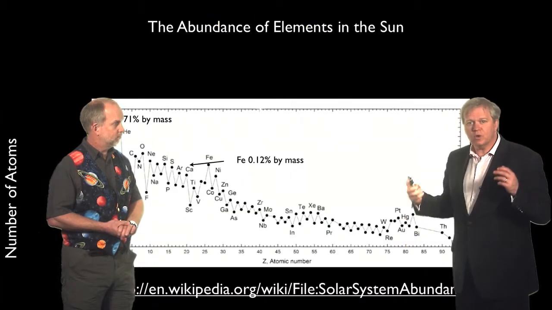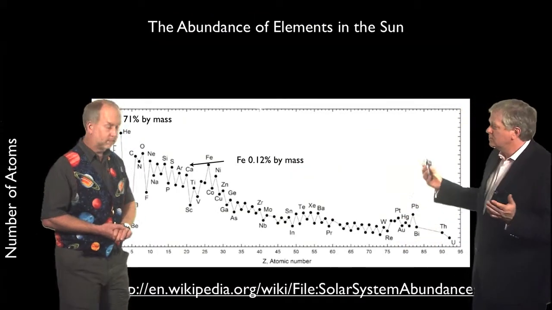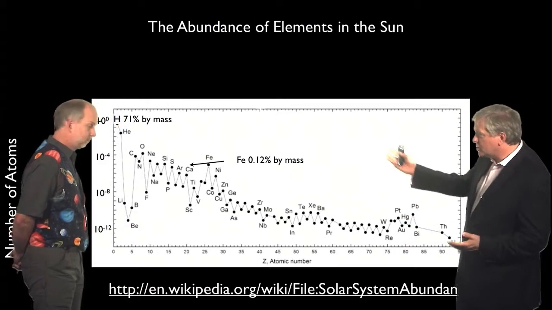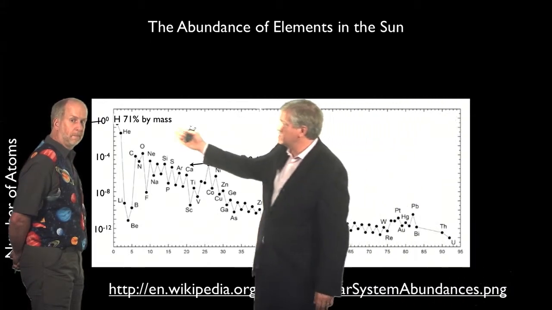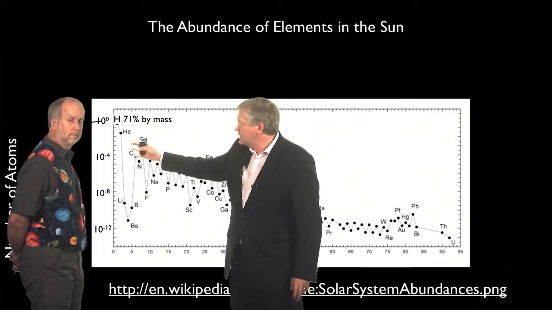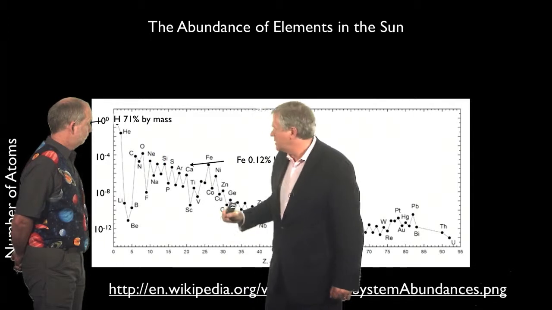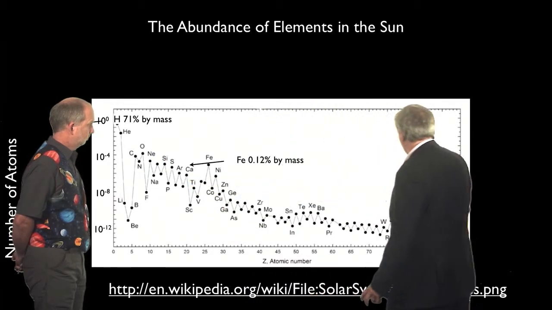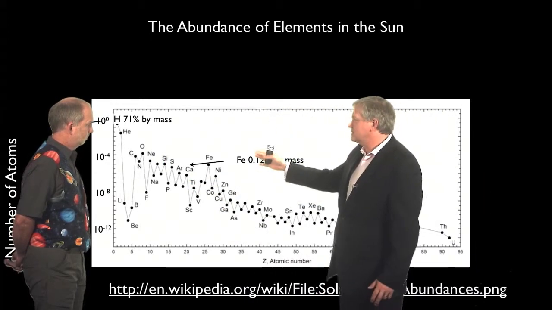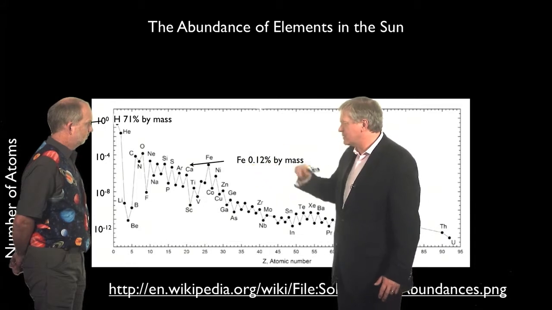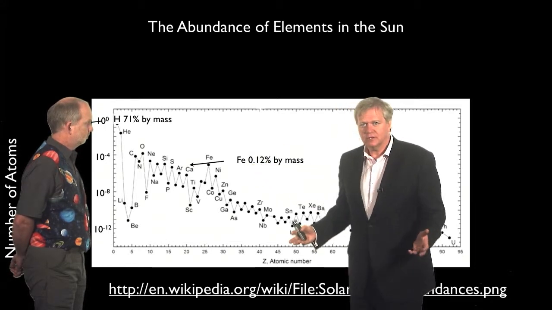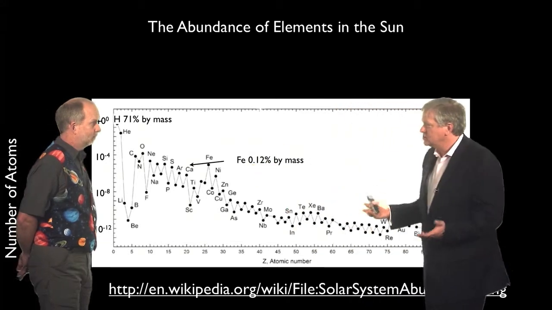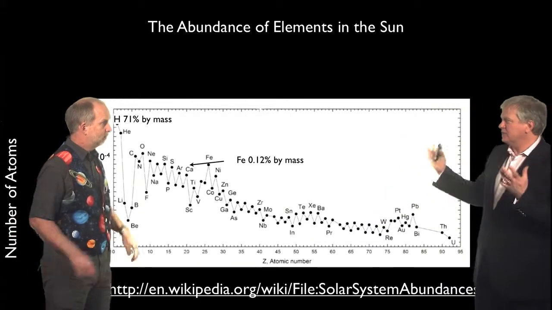And yet, when we look at what's in the sun, look what we see. We see that, sure, the sun is largely made out of hydrogen, 71%, and it has about 25% helium. But then there's all this other stuff. I mean, 0.12% of the sun is iron. And iron wasn't made in the Big Bang. So we have to figure out how that stuff got here.